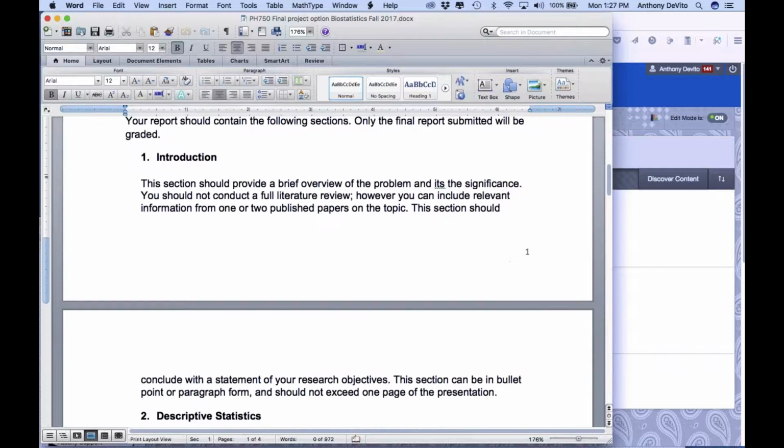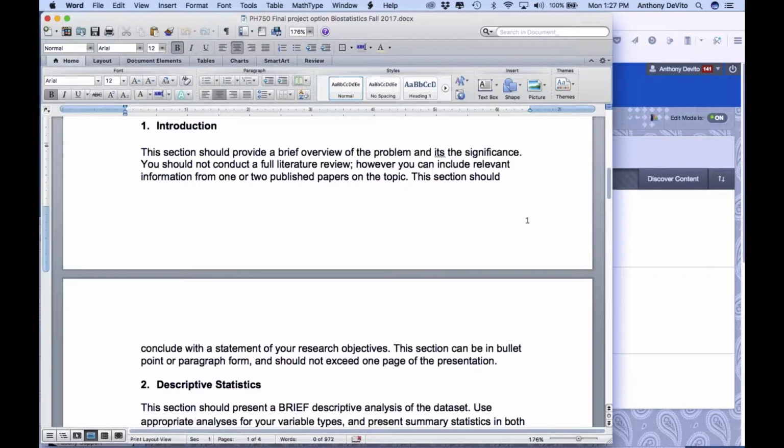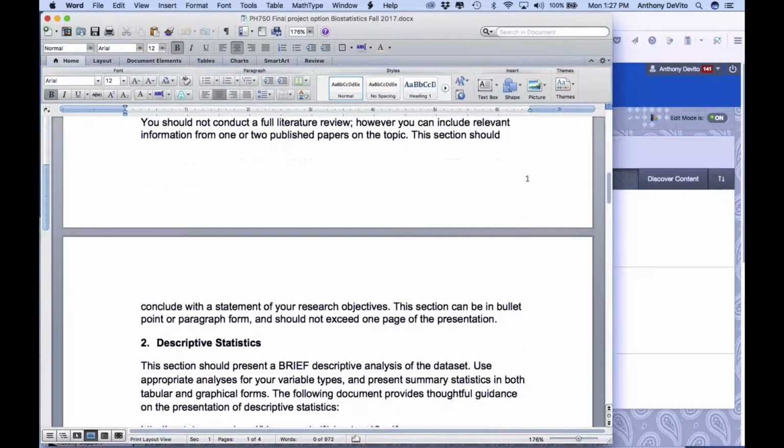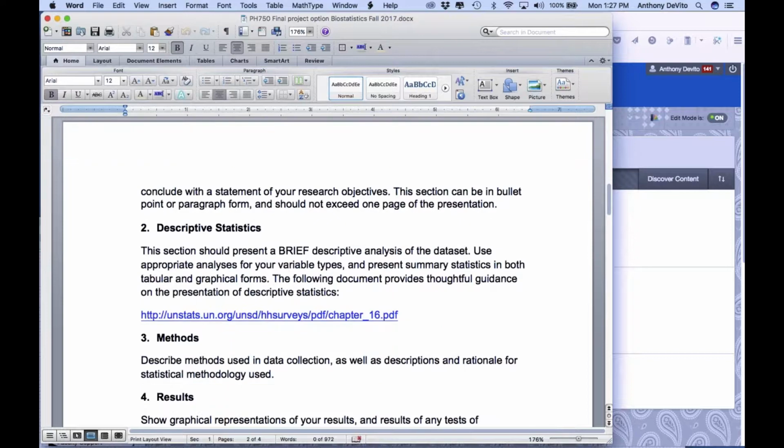Okay, so what's going to be in there? It's going to be an introduction. What's the problem? Why are you doing this? What are you interested in? Then descriptive statistics. Okay, you're looking at gender and flu shots. Well, what in this population? What's the ratio of males to females?